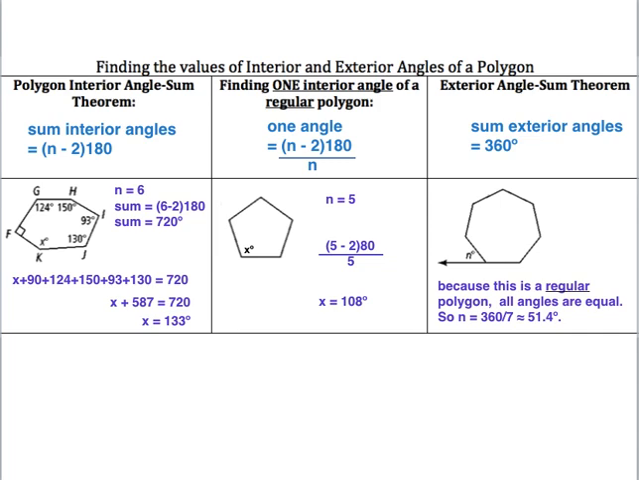Now, quick note, the 360 will only be split equally if it's a regular polygon. If all the angles are different sizes, though, like in any polygon that's not regular, then we could say if we add up all the exterior angles, it could equal 360.